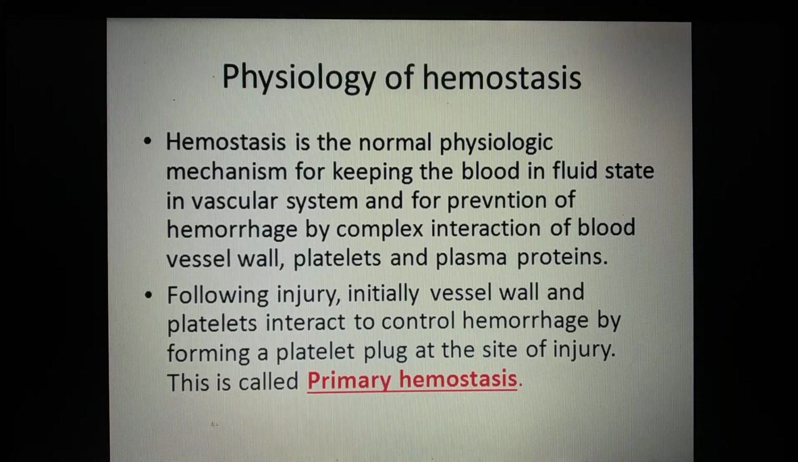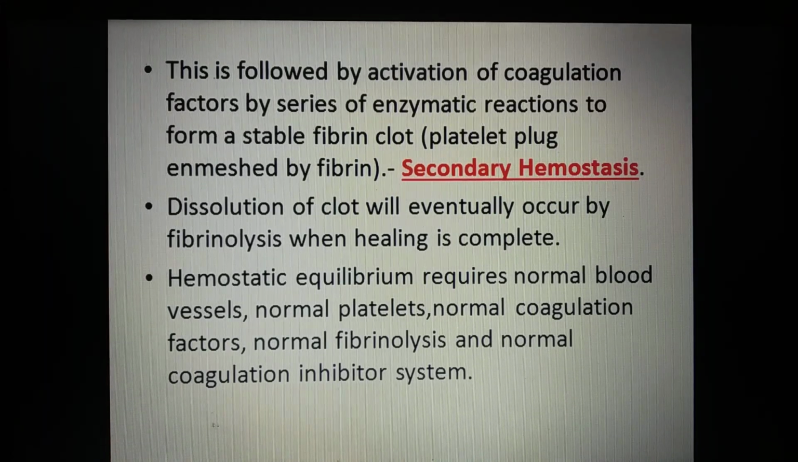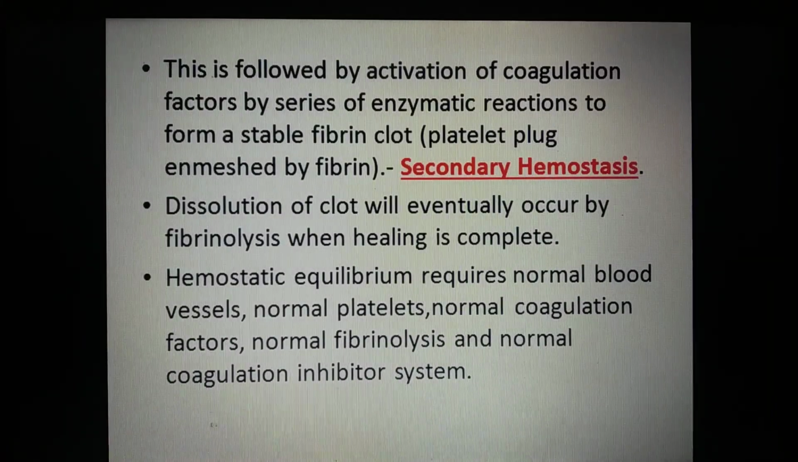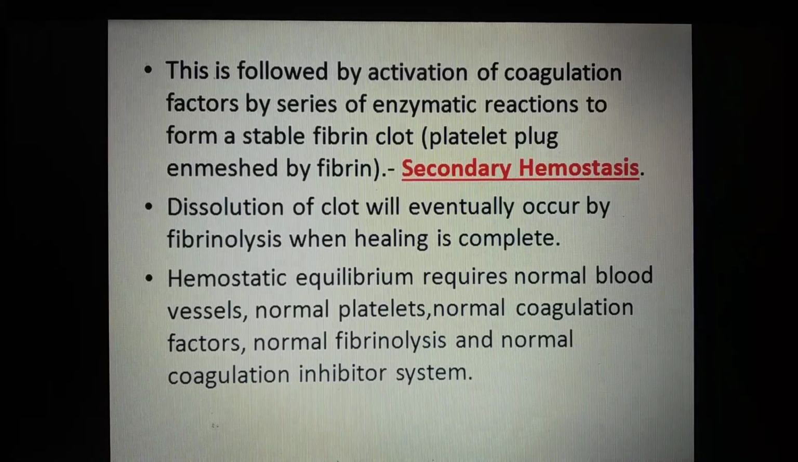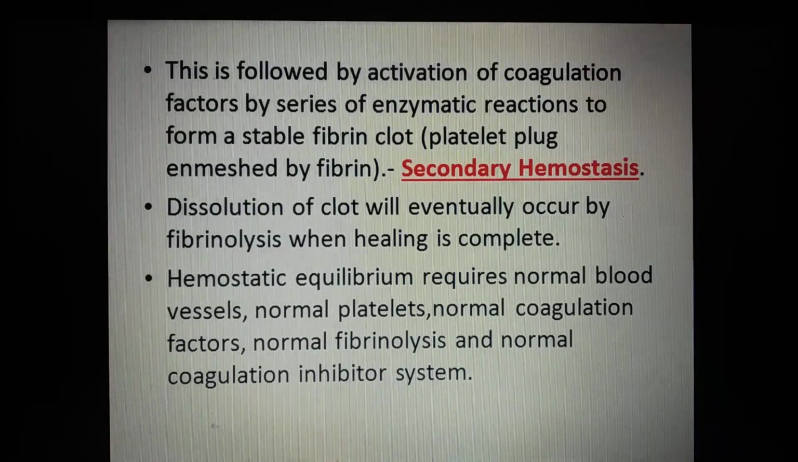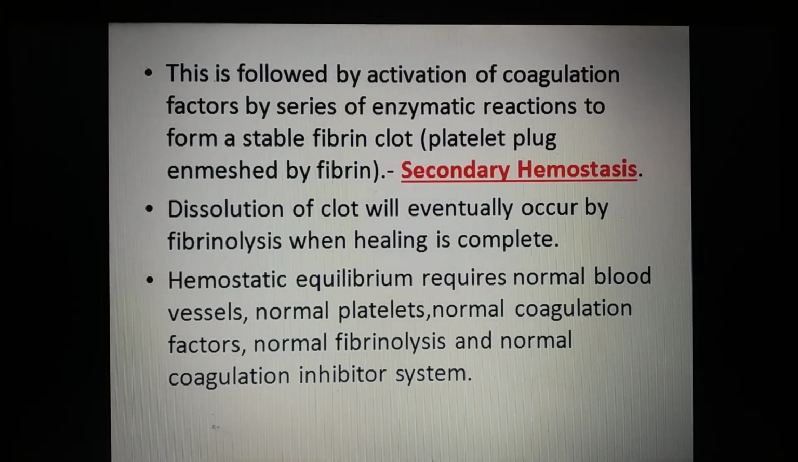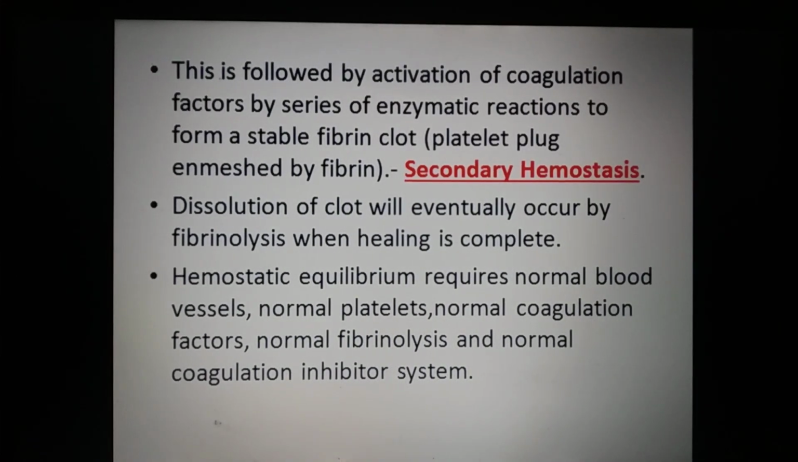This is called primary hemostasis, which we can assess by bleeding time. Now this is followed by activation of coagulation factors by series of enzymatic reactions to form a stable fibrin clot, which is a platelet plug enmeshed by fibrin. It is called secondary hemostasis. Now when healing is complete, dissolution of clot will occur by fibrinolysis. Therefore, hemostatic equilibrium requires normal blood vessels, normal platelet, normal coagulation factors, normal fibrinolysis and normal coagulation inhibitor system.